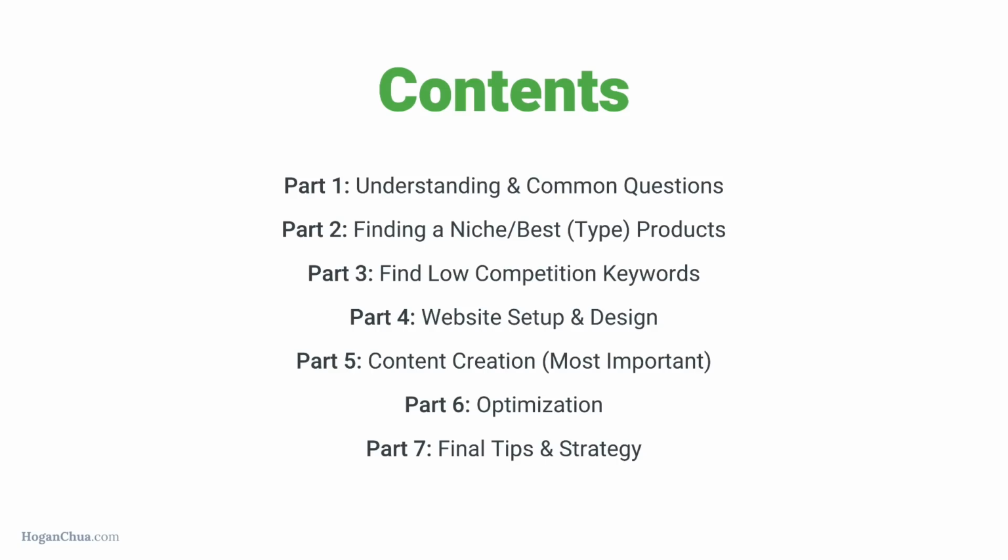Part 5, I'm going to go through content creation, which is probably the most important part of an affiliate marketing business. Then part 6, we're going to go through optimization. So I'm going to show you guys the step-by-step process of optimizing your website so that it ranks in Google, right? Because you want to make sure your website is actually ranking in Google so that you actually get people going to your website, clicking on your affiliate links. So I'm going to show you how to optimize it properly with on-page and off-page search engine optimization. And then part 7, we're going to go through some final tips and strategies to help you succeed quicker.